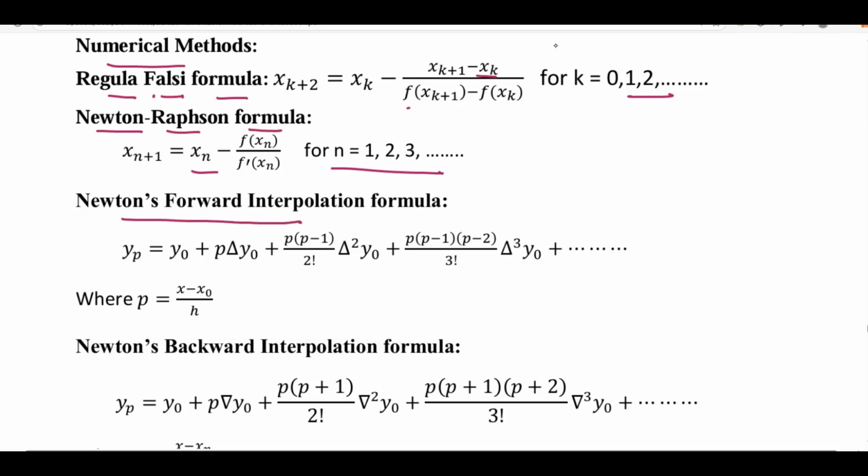Newton's forward interpolation formula: y_p will be y_0 plus p Δy_0 plus p(p-1) divided by 2 factorial Δ²y_0 plus p(p-1)(p-2) divided by 3 factorial Δ³y_0 plus so on, where p will be (x - x_0) divided by h.